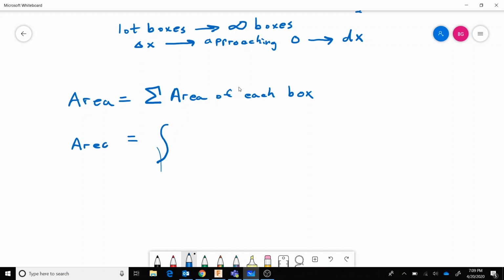So if you guys remember, when we're finding area, what we're doing is we're finding the area of each box. We're finding the height of each box, and we're multiplying it by the width of each box, and then we're summing them up.